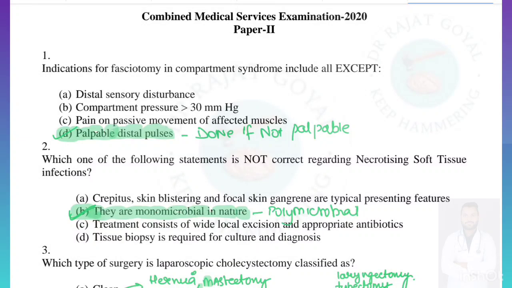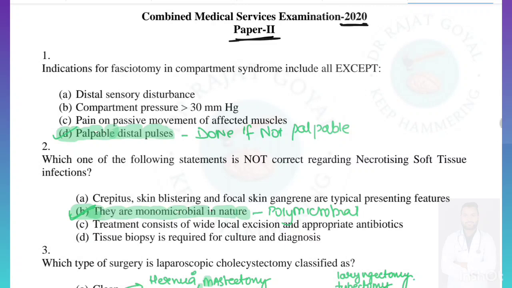Hello friends, in this video we will discuss CMS 2020 paper 2. We have already covered paper 1 in the previous videos, so this paper 2 will also be covered in 2 to 3 parts. So let's start with the first question.